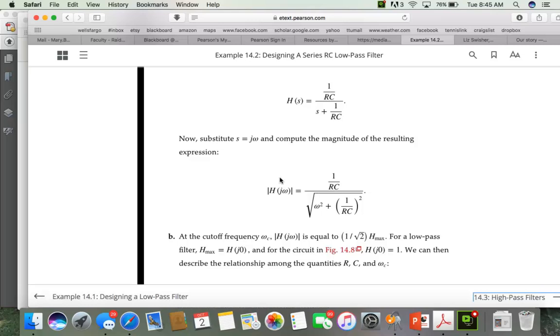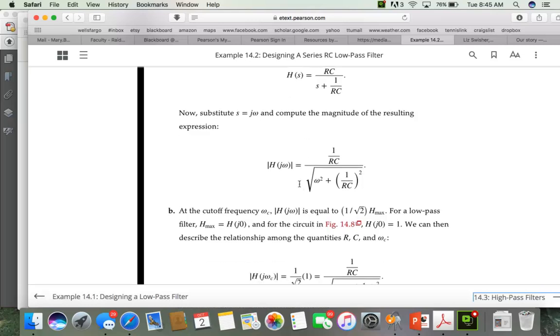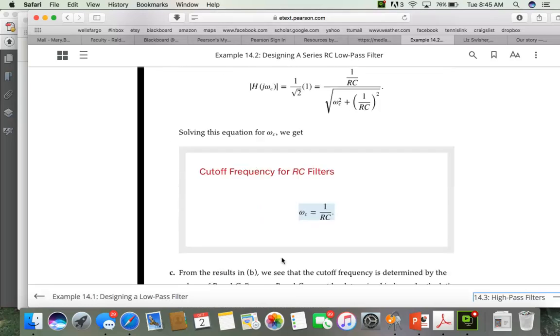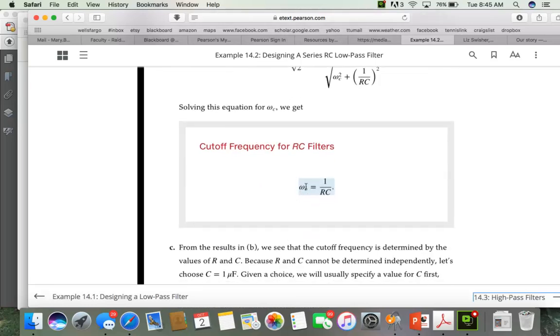So you would substitute j omega for s, just like we did in class, calculate the magnitude, and this is the expression you should get. For the cutoff frequency, you let this magnitude equal 1 over the square root of 2, do a little algebra, and you find that the cutoff occurs when omega c equals 1 over RC. So the cutoff frequency for RC filters is 1 over RC.